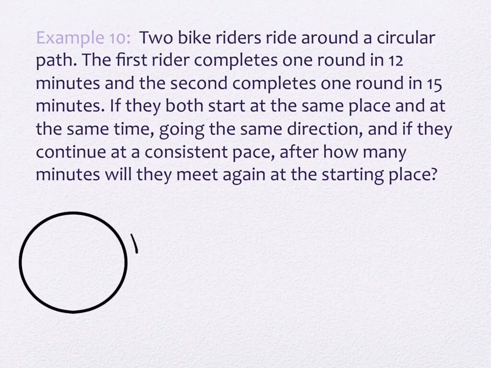And the bike riders are going around, right? One in blue, one in black. They're not going on the outside of each other. They're just, I can't draw them on top of each other very well, okay? They're not going the same speed, though. The first rider can go all the way around the circle in 12 minutes. The second rider can go all the way around the circle in 15 minutes.